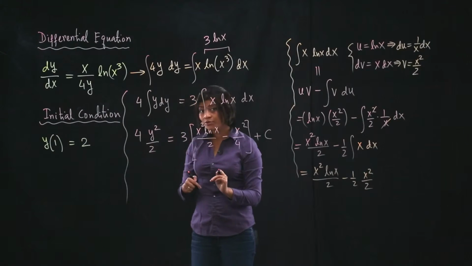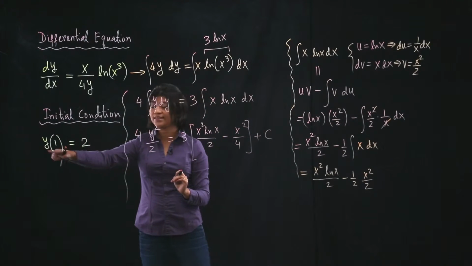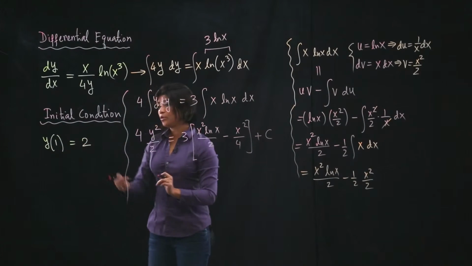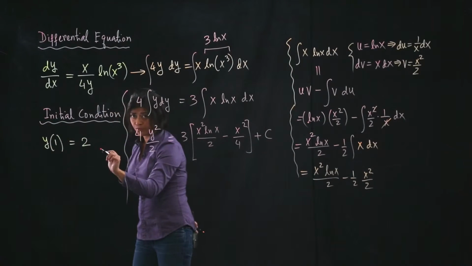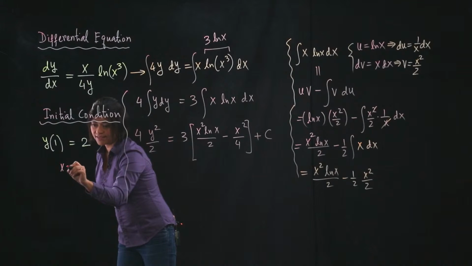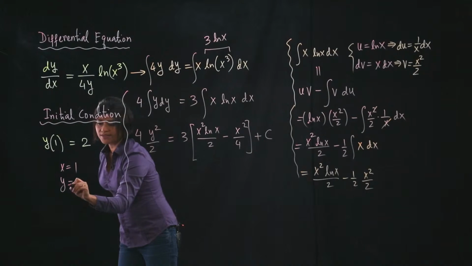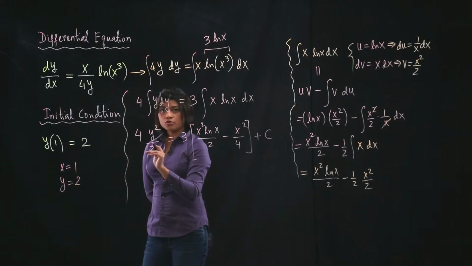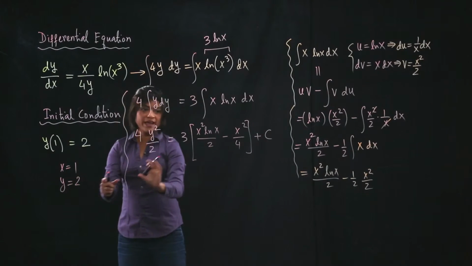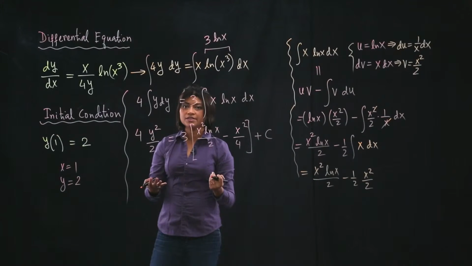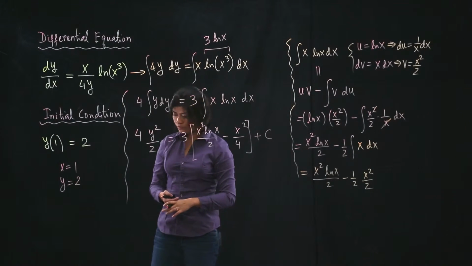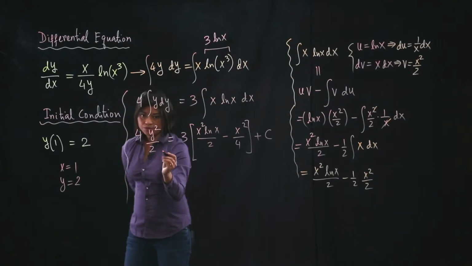We have to find the particular solution that satisfies this initial condition. Now, what this initial condition means, see, it says y of 1 is 2. That means when x is equal to 1, y is equal to 2. So all you have to do is plug in those values in this equation and solve for c. That will give us our particular solution. Okay, so let's do that.